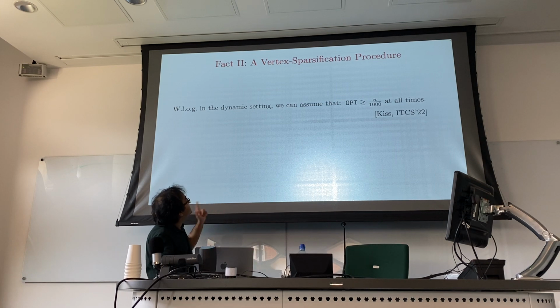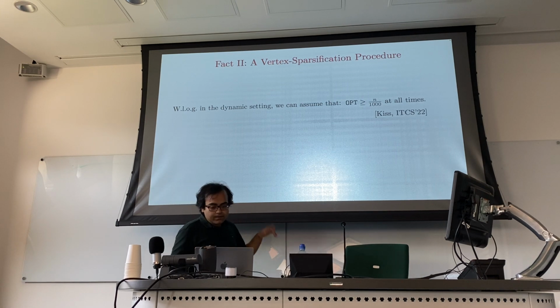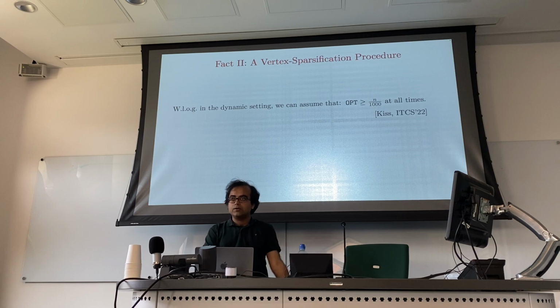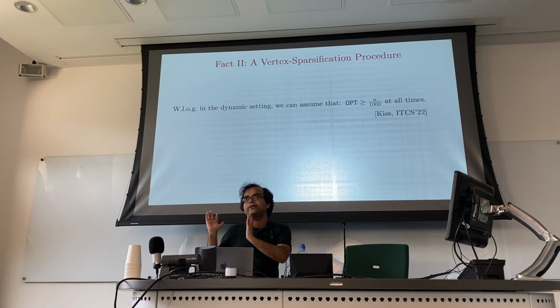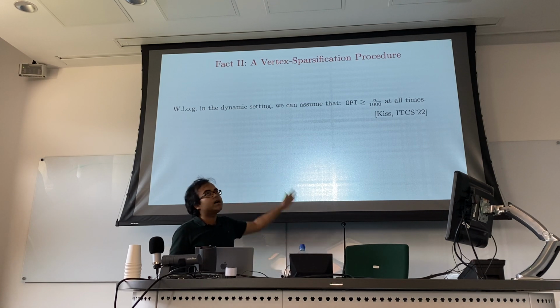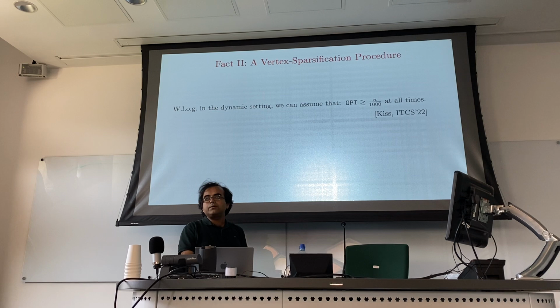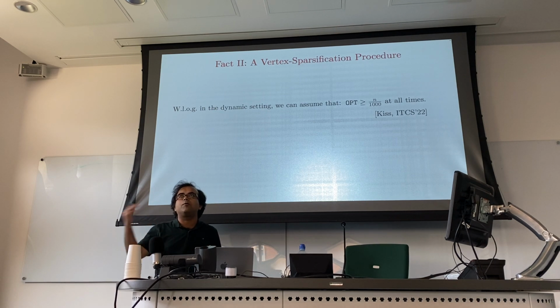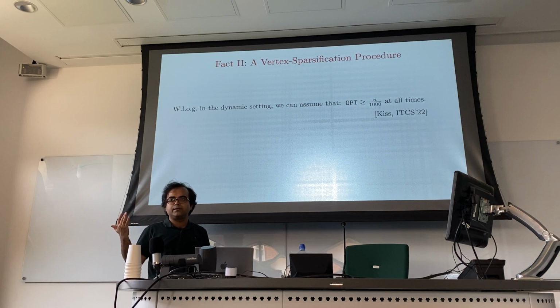The next fact is a vertex sparsification procedure, which just says that without loss of generality in the dynamic setting, you can assume that you are dealing with only those kinds of dynamic graphs which always have large matchings. By how large? Let's say opt is always n over 1000 at all times. Now, this does not do the job for you yet, right? Because if you are just given the guarantee that opt is always at least n over 1000, you can say that, okay, I will always output n over 1000, but you get a 1000 approximation. You need a 1 plus epsilon approximation.